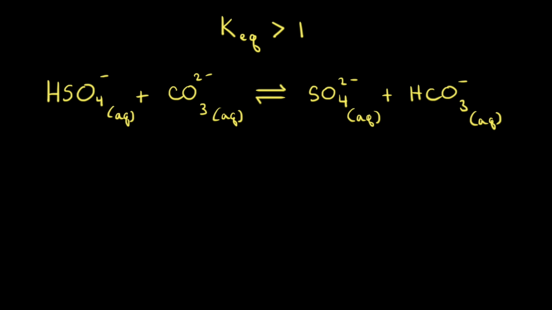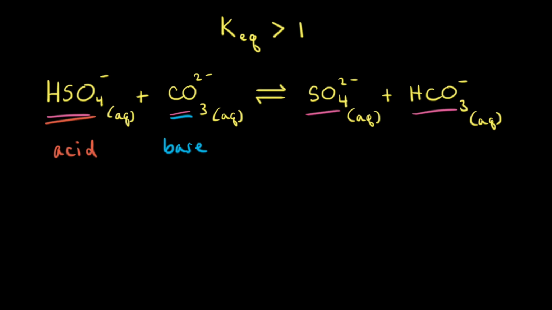Let's look at an example of a weak acid-weak base reaction. The hydrogen sulfate anion will react with the carbonate anion to form the sulfate anion and the hydrogen carbonate anion. Looking at the reaction, the hydrogen sulfate anion is donating its proton, so that must be the acid, and the carbonate anion is accepting a proton, so that must be the base.